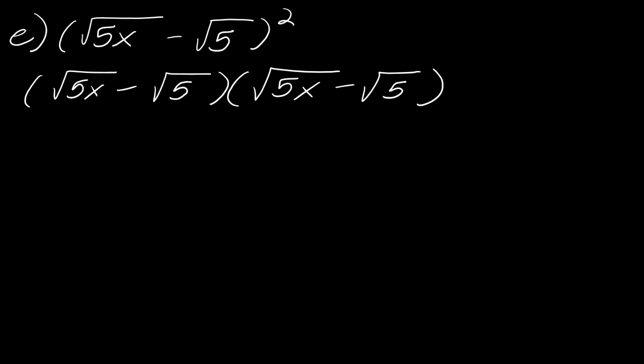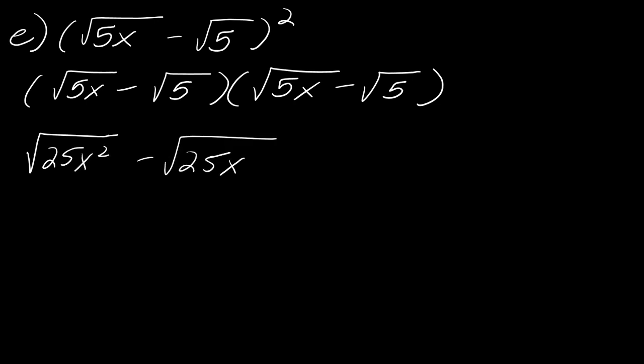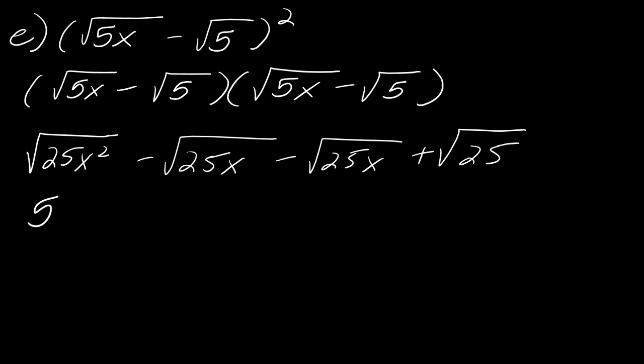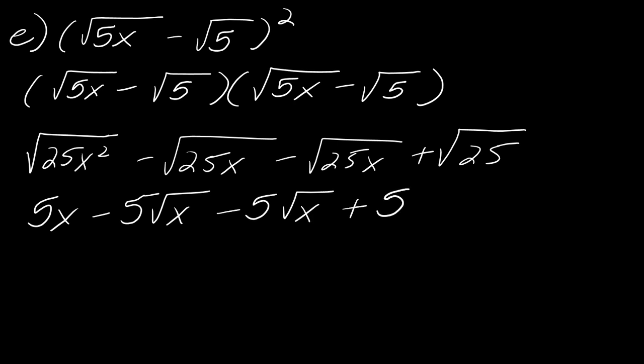So if I start FOILing this out, I get the square root of 25x squared minus the square root of 25x minus the square root of 25x plus the square root of 25. And so now I can go ahead and evaluate this. So this will be 5x minus 5 times the square root of x minus 5 times the square root of x plus 5. And so this will end up being 5x minus 10 times the square root of x plus 5.